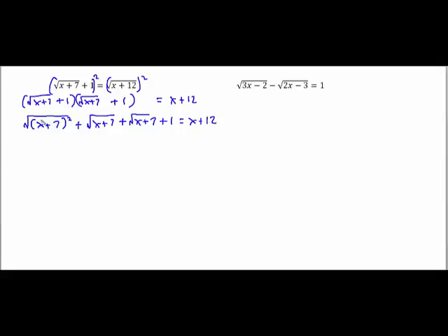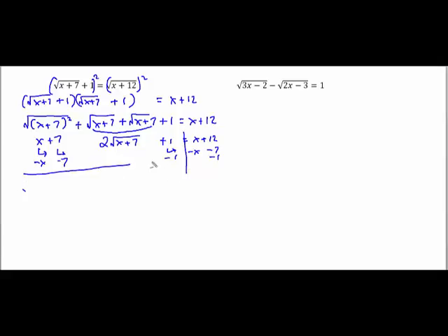Well, let's see what I can do to simplify this. On this left-hand side, the square root of x plus 7 squared is x plus 7. Now I can combine these two to make 2 square roots of x plus 7, but no more simplification there, plus 1 equals x plus 12. Alright, so here's what I'm going to do. I'm going to move the x, the 7, and the 1 to this right-hand side. So I'm going to subtract the x, subtract the 7, and subtract the 1 from both sides.